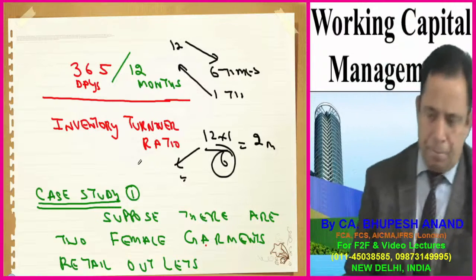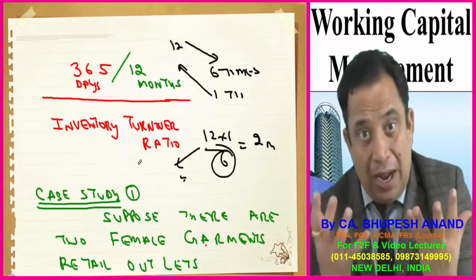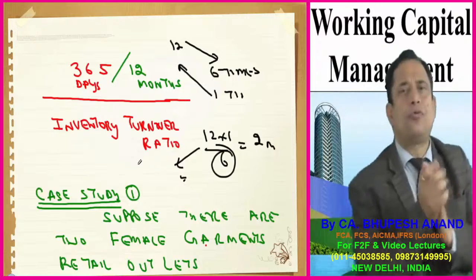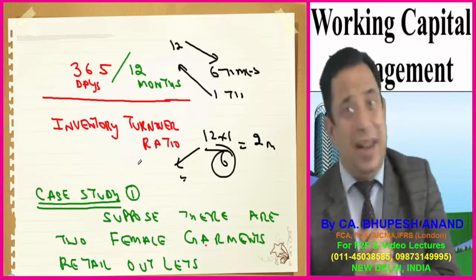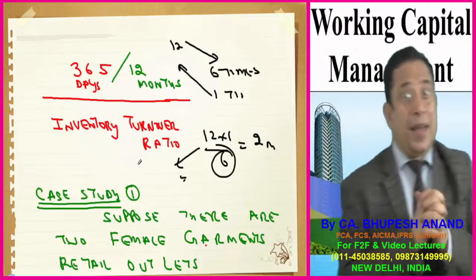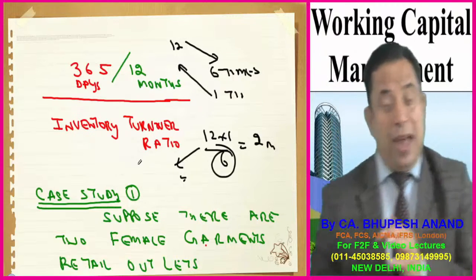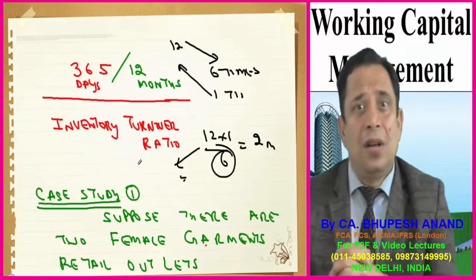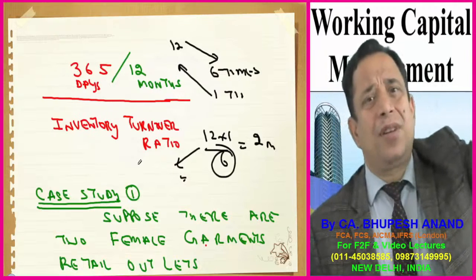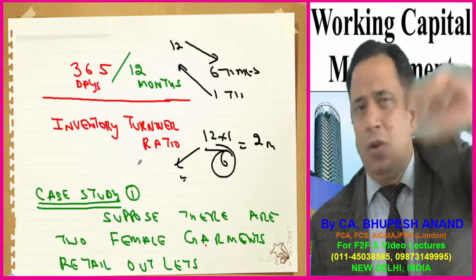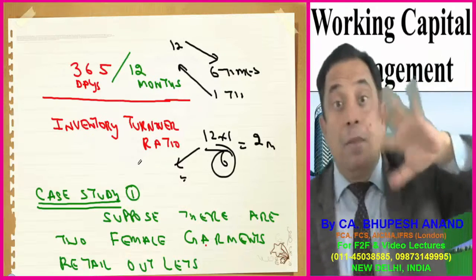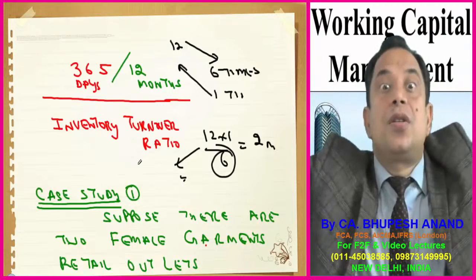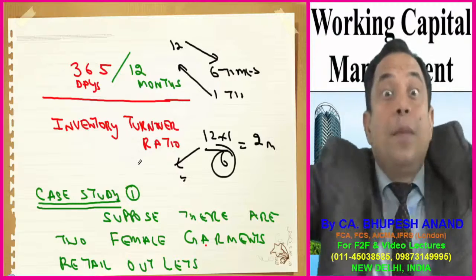Case study number 1. For explaining that formula, I want to take the help of case study number one. Suppose there are two female garment retail outlets. In case of a brand, for example, you want to purchase a Van Heusen shirt or a Louis Philippe, they will have a limited number of shirts with limited colors. If you want to buy it, you can, otherwise just leave it. But if you go to an unbranded shop, they will have a huge number of shirts, and out of those you can purchase any one.